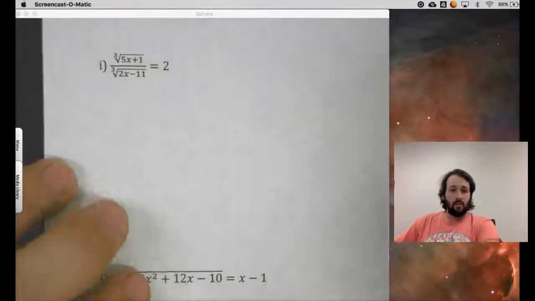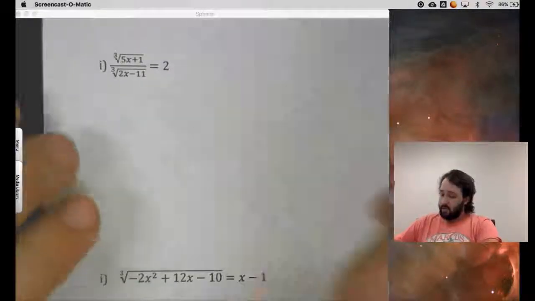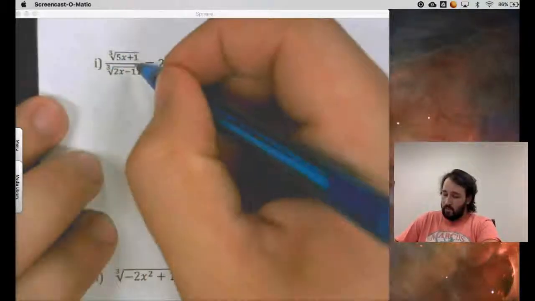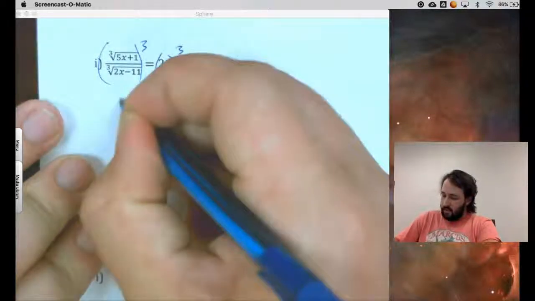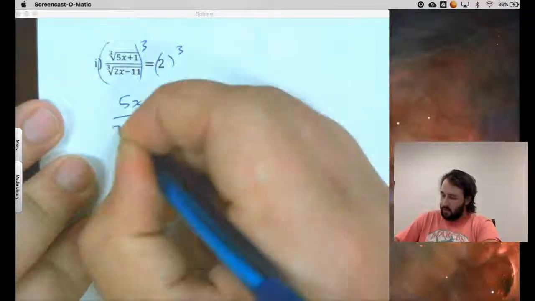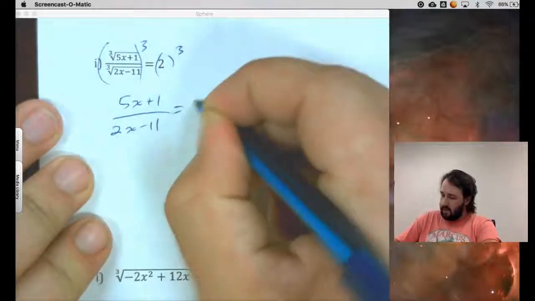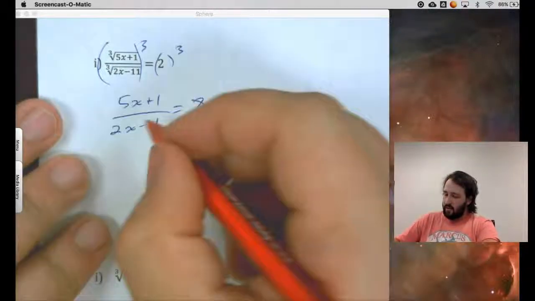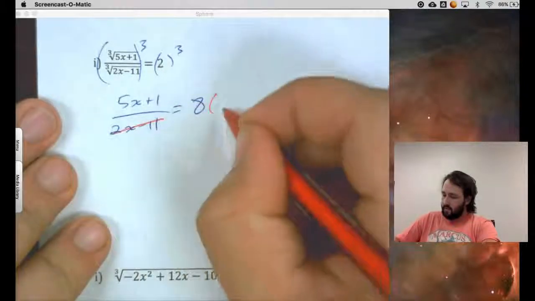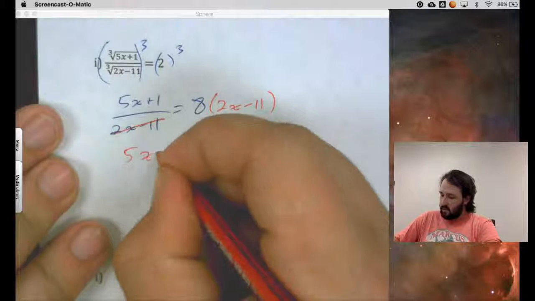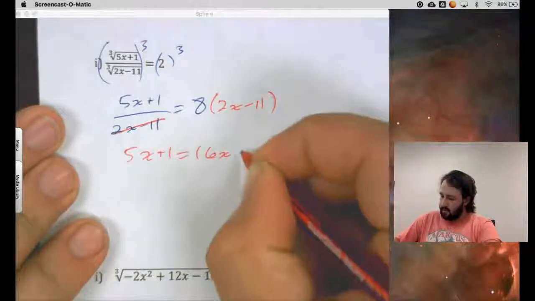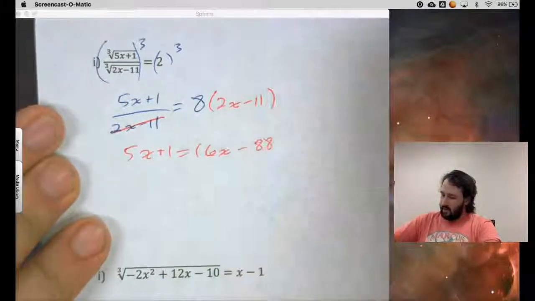All right, this one works the same way as our other one. So just notice it's a cube root, so it's the cube root of both of those things. So I can just go ahead and cube both sides. And this becomes 5x plus 1 over 2x minus 11 equals 8. And then I'll multiply that 2x minus 11 to the other side. So I have 5x plus 1 equals 16x minus 88. And then just keep solving.